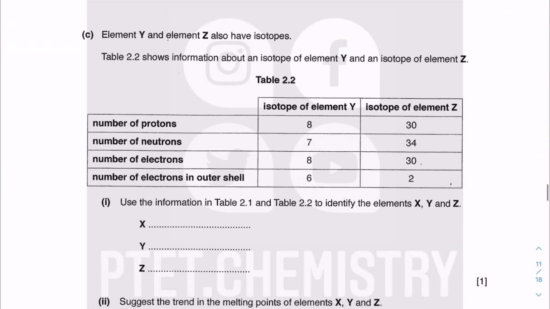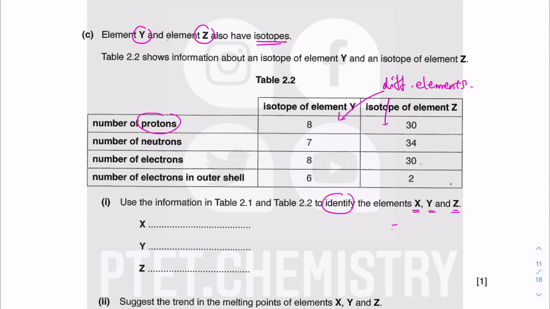Now part C, element Y and element Z also have isotopes. So there are two different elements, that's why Y and Z there. So this is about isotopes of element Y and isotopes of element Z. As you can see, different number of protons, therefore different elements. Identify elements X, Y and Z.